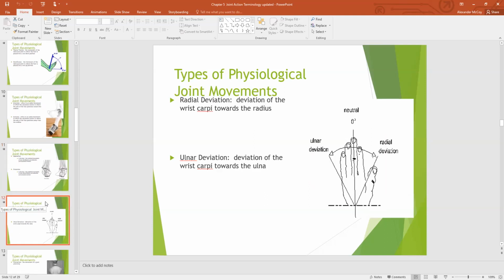Feel free to message me or email me if you need any help with that. This one's pretty easy. Radial versus ulnar deviation. Basically, which way are you taking the hand? Are you taking it towards the ulna or towards the radius? Radial deviation is towards the thumb side, ulnar deviation towards the pinky side.